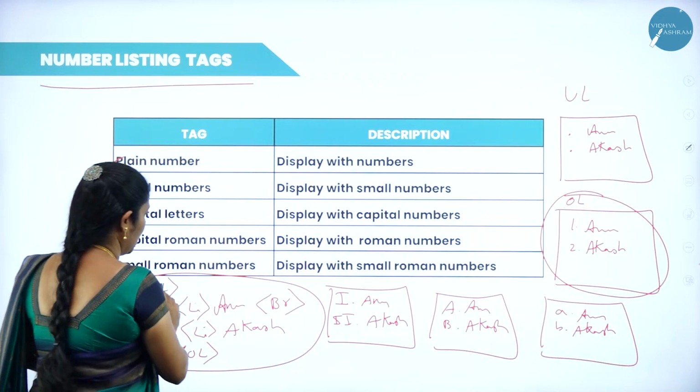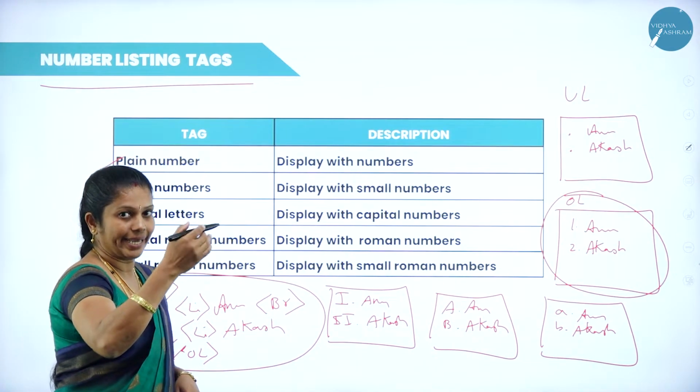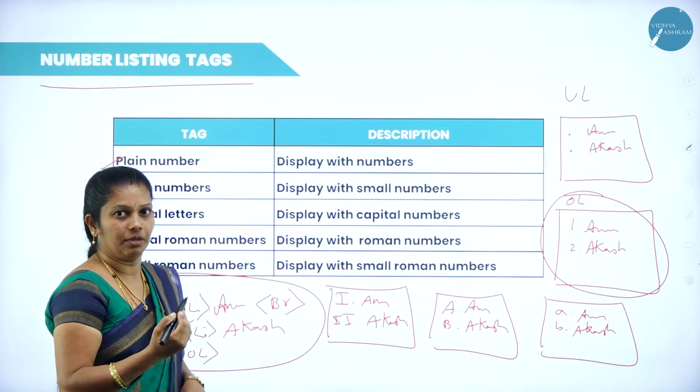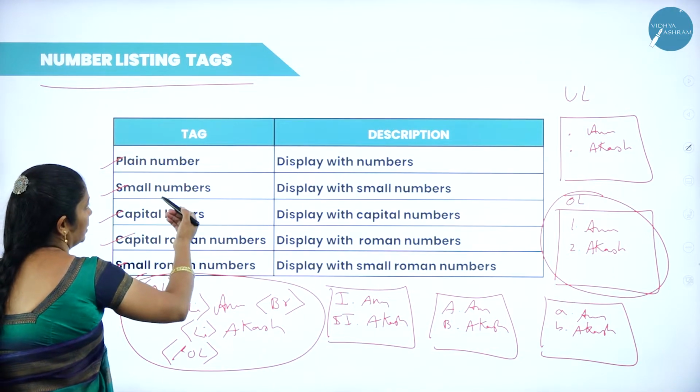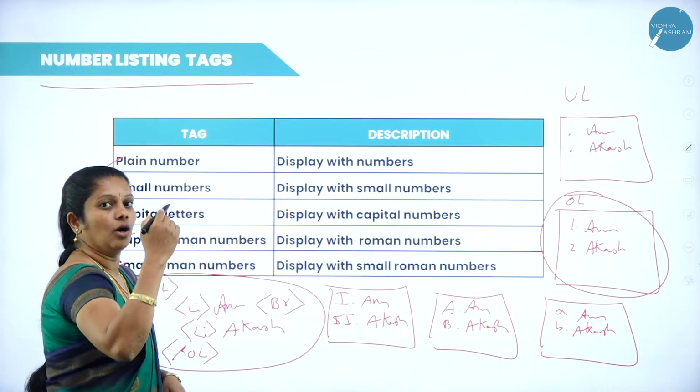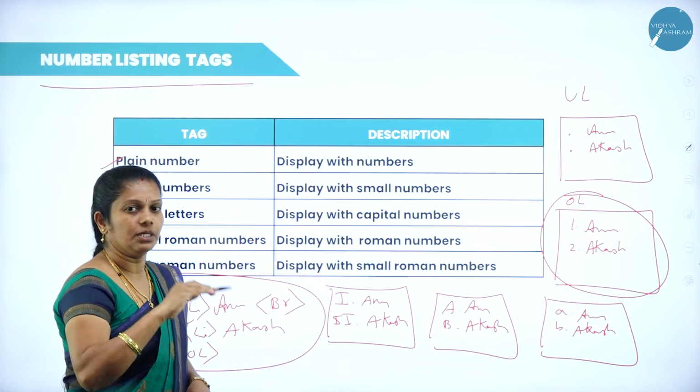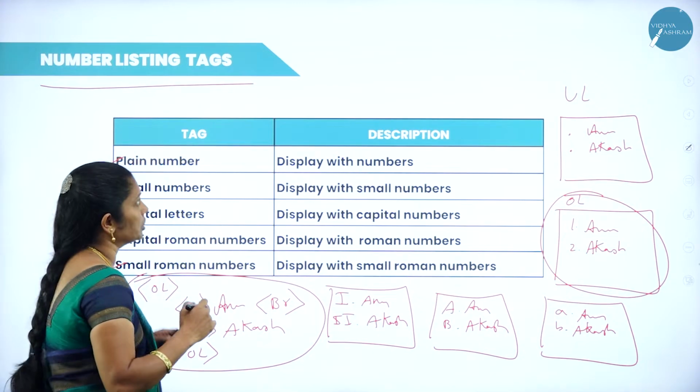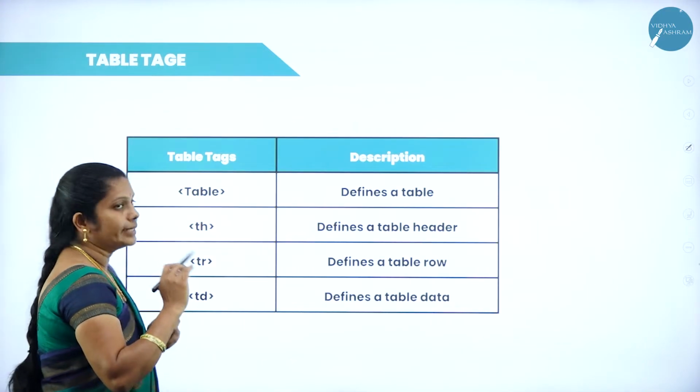Here on this place OL, whichever type you want, that also you can mention, whether it is a plain number, small number, capital letter, or Roman numbers or small Roman numbers, whichever pattern you want, you can mention. And the next one is table tag.